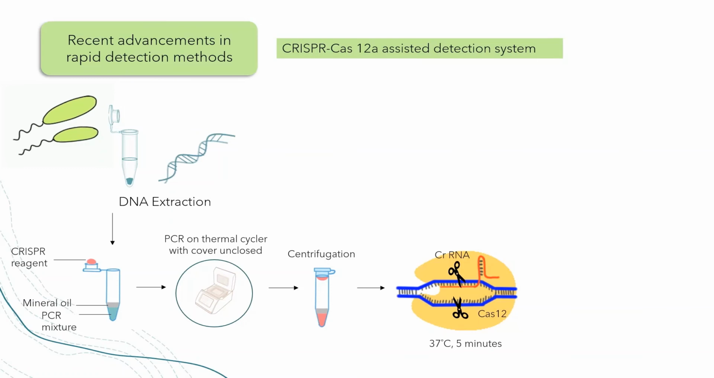These amplicons can be better visualized by using fluorophore-quencher, FQ-labeled reporters. These FQ-labeled reporters will be cleaved by the Cas12a enzyme, producing an obvious green fluorescence.